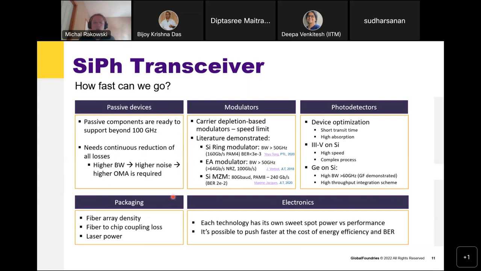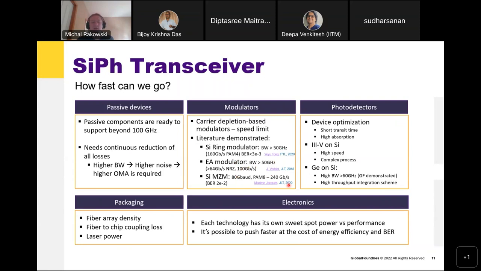In terms of the modulator, primarily we're working with carrier depletion type modulators based on PN junction diodes, moving the carriers. Here, the literature, just as an example, shows that there is a kind of speed limit for those devices. Typically you could get a bandwidth of up to 50, maybe exceeding 50 gigahertz a little bit with some compromises. Maybe electro-absorption or silicon germanium could go a little bit higher. Here I showed a couple of examples of what has been demonstrated.